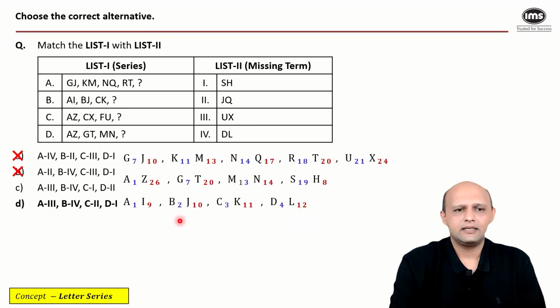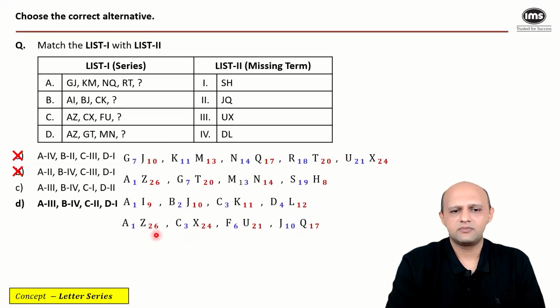Now, what about the next one? AZ, CX, FU. So A is 1, C is 3, F is 6. So 1 plus 2, 3, 3 plus 3, 6. 6 plus 4, 10. So J is 10. This is 26, 24, 21. So this is minus 2, minus 3, minus 4. So Q would be 17. So therefore, this completes the solution.